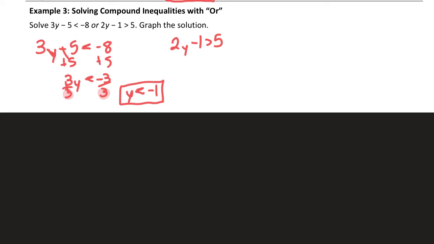So my next inequality, I add 1 to both sides. 2y is greater than 6. Divide by 2. Y is greater than 3. So first I'll write it as my or inequality. Y is less than negative 1, or y is greater than 3.